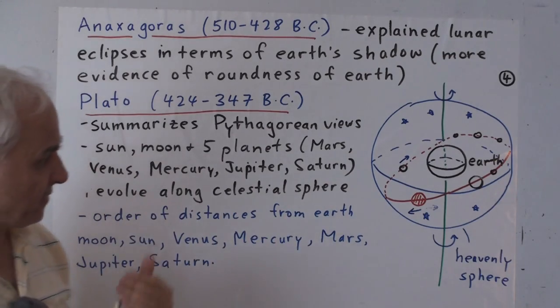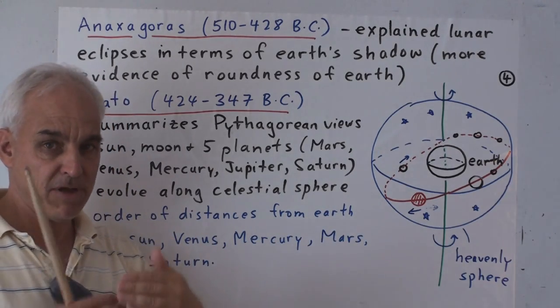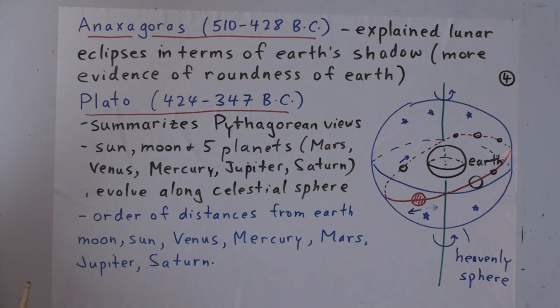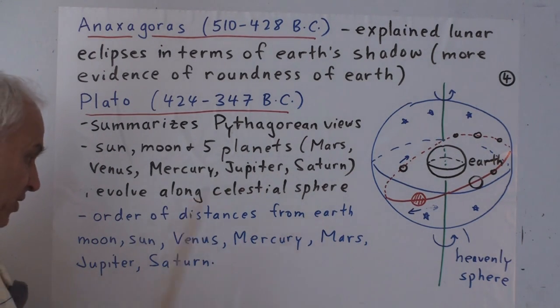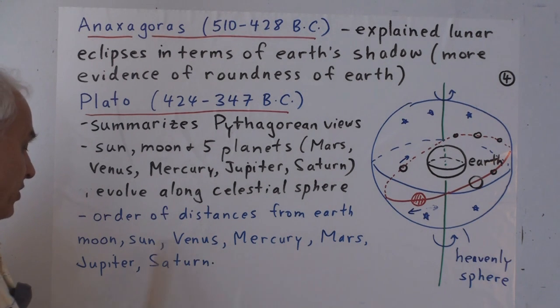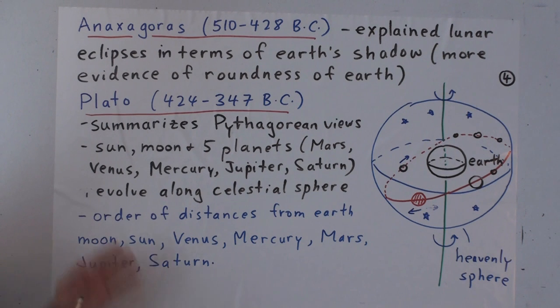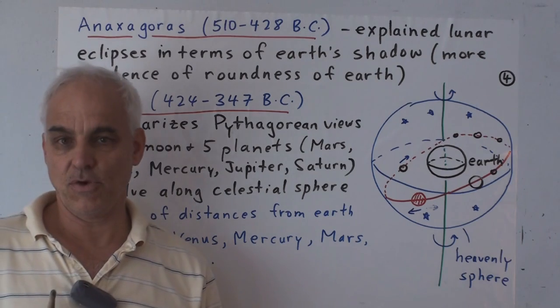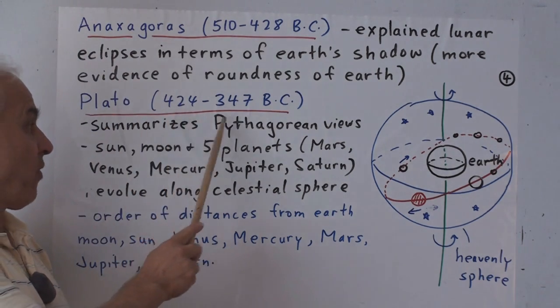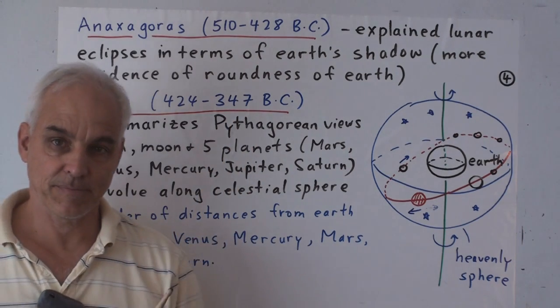But he also thought of these objects as being somewhat separate, maybe not exactly attached to the sphere. Some of them were closer to us than others. The order of the distances from the Earth was the moon, the closest object, and then the sun, and then Venus, then Mercury, Mars, Jupiter, and Saturn. So that was Plato's view or summary of the Pythagorean view of astronomy at that time. That was 424 to 347 BC.